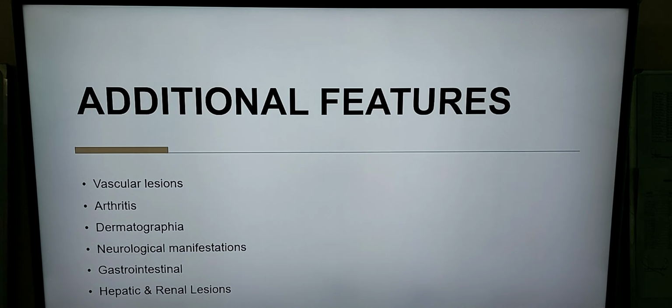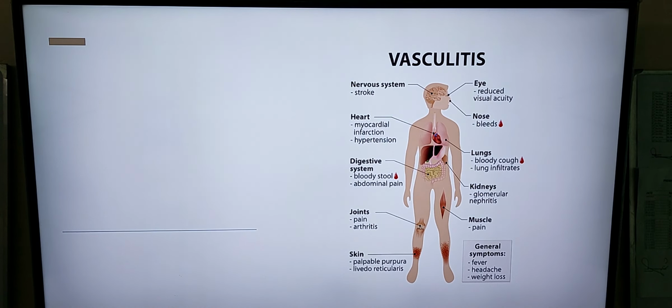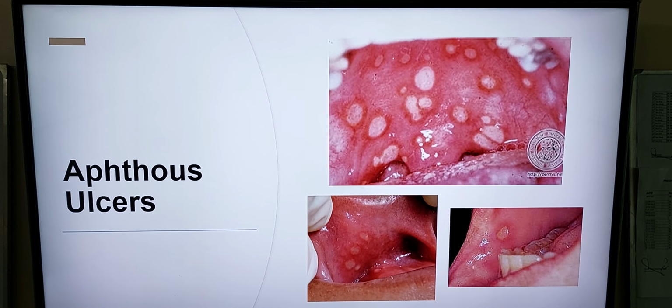Neurological manifestations such as encephalitis, cerebral aneurysms, and then cerebral vasculitis, that is one of the major causes of death in these patients. Gastrointestinal lesions, mostly ileocecal inflammations, are common, and then the hepatic and renal lesions. This is a diagram that shows the areas of vasculitis that are caused by Behcet's disease. You can see roughly every system is involved by this disease. Now, this is a picture of aphthous ulcers. You can see the buccal mucosa is involved. Mostly they are painful, they are recurrent.